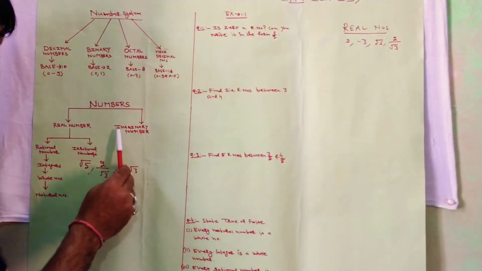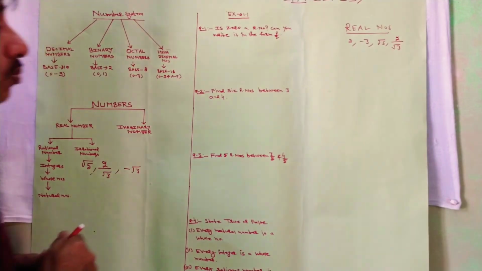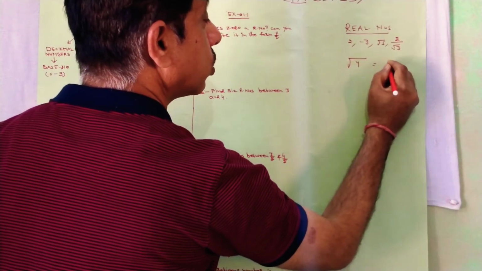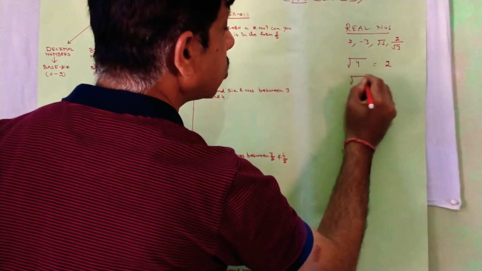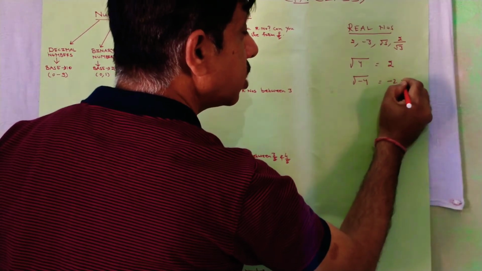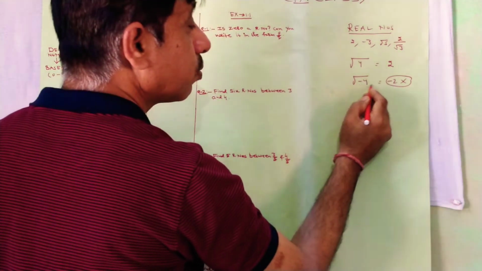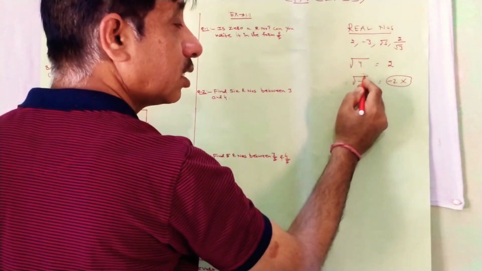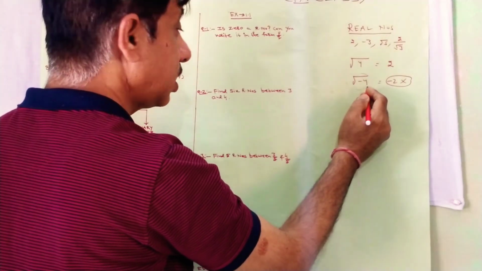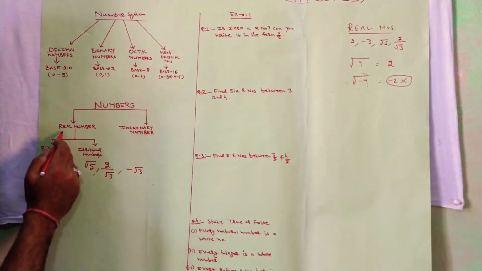Now what do you mean by imaginary numbers? Suppose the square root of 4, this is 2. Then what is the square root of minus 4? It cannot be minus 2. It is wrong. So this type of numbers are called imaginary numbers, which you will study in your class 11.